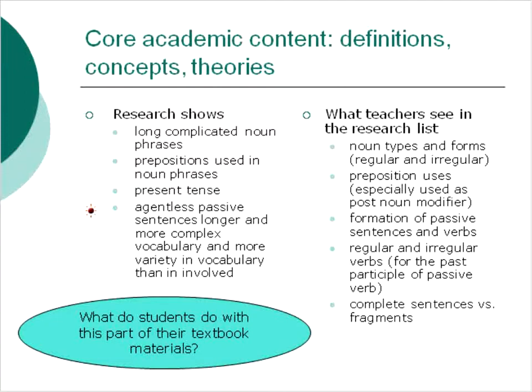Now, it's not that passive is the dominant form. It is still a minor form. The active is the major thing in all kinds of writing. But in academic writing, the things that students read in these textbooks, we see long, complicated noun phrases, prepositions in those noun phrases, present tense verbs, and some passives showing up.